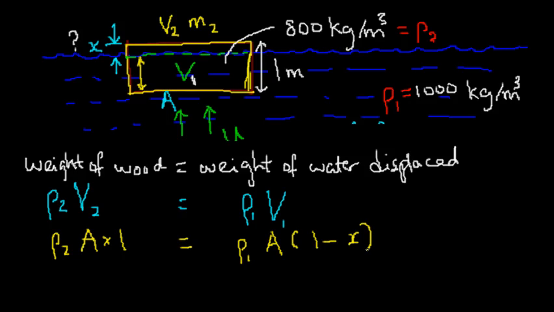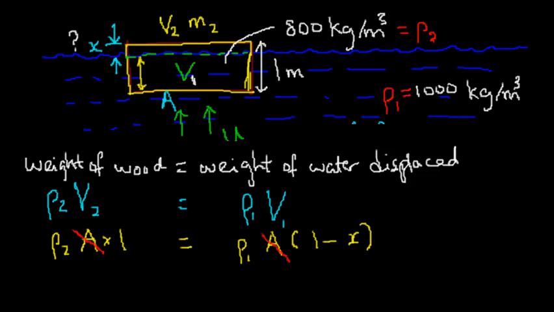And I also notice that I have A on both sides. So I can divide both sides by A. And that is very lucky because we actually don't know A. Okay, I just let the base area be A. So we don't know the number. So now that I can cancel it, I don't have to worry about this anymore. So if I look at this equation, okay, x, I don't know, is what I want to find. We know rho 1. Rho 1 is water density, 1000. We know rho 2, 800. So that is very good. I can now calculate the x.